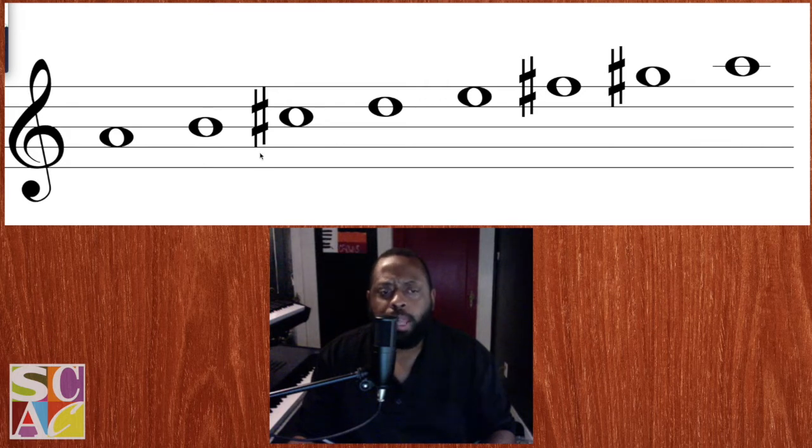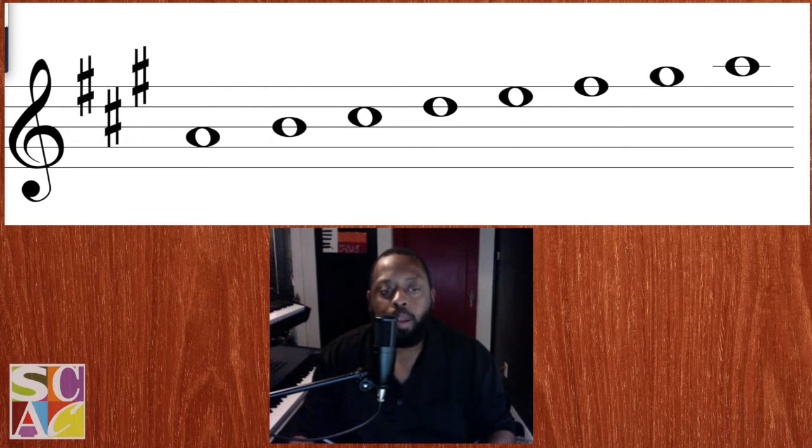But let's take this sharp here, which is C sharp, this sharp here, which is F sharp, and this sharp here, which is G sharp. Let's take those 3 symbols and let's move them to make them a little bit more neater. Now, this is the correct way to write a key signature. Notice that the sharps have moved into this position, but they're not over here.